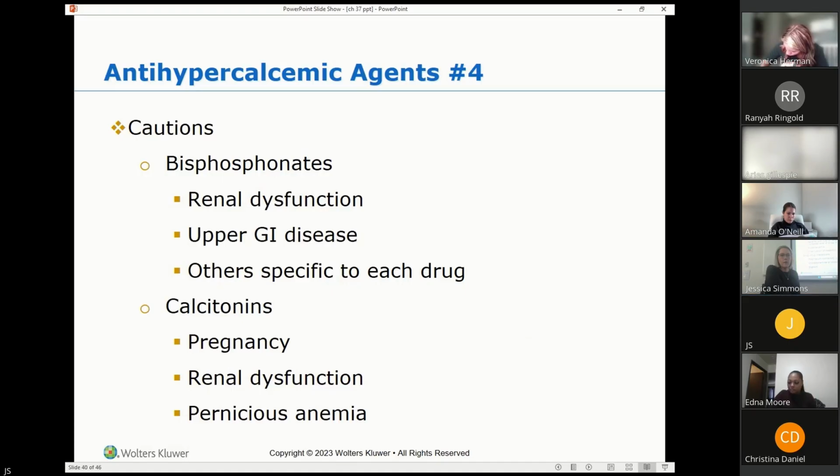So you want to be cautious with biphosphonates for patients with renal dysfunction, upper GI disease, because it can cause erosion and esophageal inflammation. Calcitonins, you want to be careful with pregnancy, renal dysfunction, and pernicious anemia. So a lot of these drugs are once a week. Some of them are once a month and are given IV.